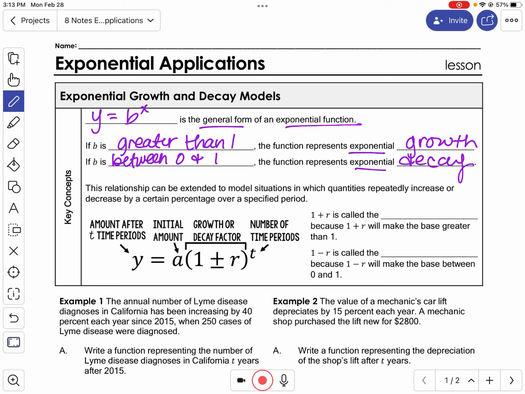Okay, so this relationship can be extended to model situations in which quantities repeatedly increase or decrease by a certain percentage over a specified time. So here's a formula that we're going to be using. y is going to be the amount after t time periods. A is going to be your initial amount, so starting amount. This piece is going to be your growth or decay factor, so you're going to be either adding or subtracting based on if it's a growth or a decay. And then t is going to represent the time.